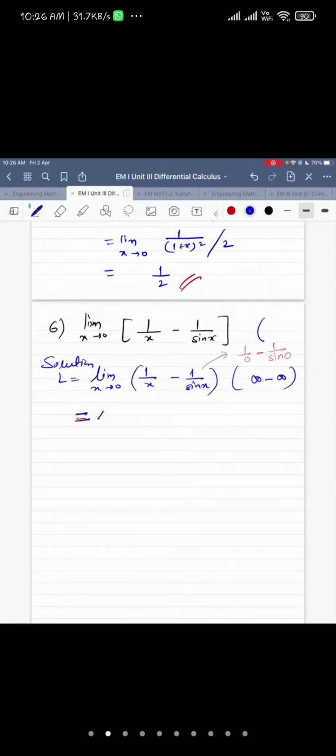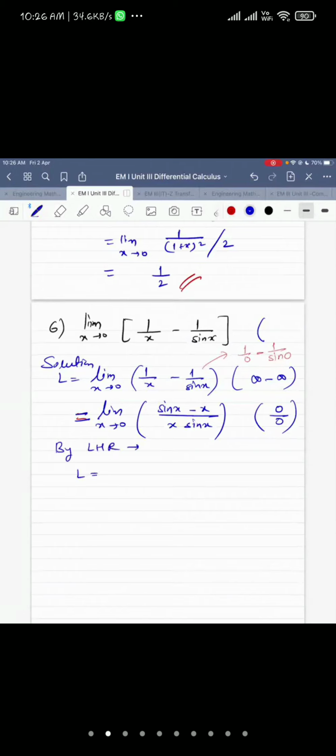So whenever it is infinity minus infinity, what do we do? We cross multiply. Cross multiplication reduces the form to 0 by 0. Check it. We are getting the form 0 by 0 now, and therefore you have to apply LHR. So this is limit x tending to 0. Now differentiate numerator and denominator separately. I'm repeating it for every problem: don't apply the quotient rule. Differentiate numerator and denominator separately.